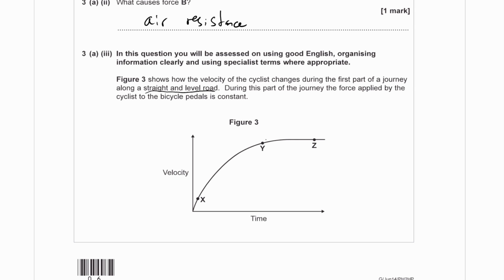So at Y, the velocity is still slightly going up because we still have acceleration until we hit about this point here. And if I were to draw a tangent at that point there, we get this flat line, right? That means that acceleration is now 0. Acceleration is 0 because the resultant force is 0, okay? So that means that force A and force B are now equal.